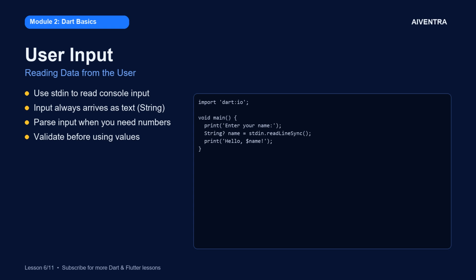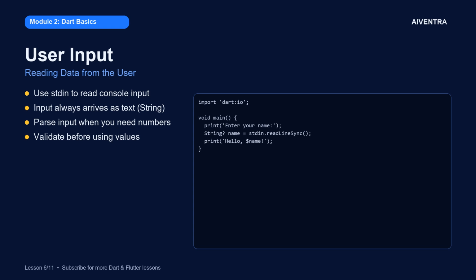Because readLineSync can return null if input fails, the result type is String?, meaning nullable string. In real apps, you should check for null before using the value, or provide a default fallback. Good input handling also includes validation, making sure the user entered something meaningful before continuing.